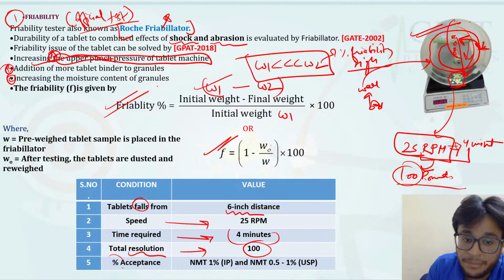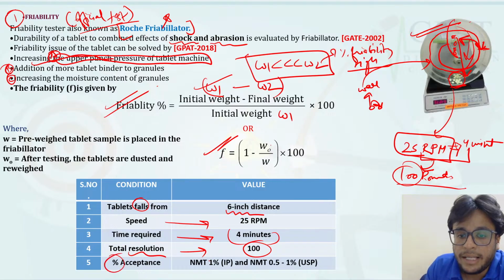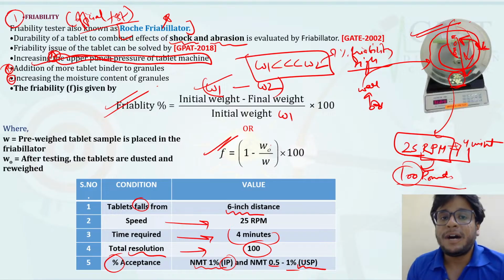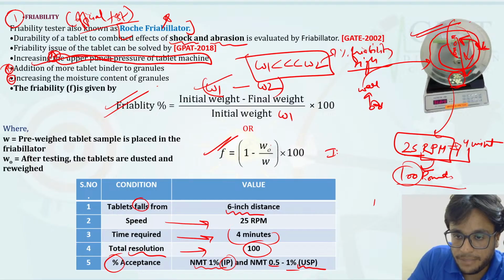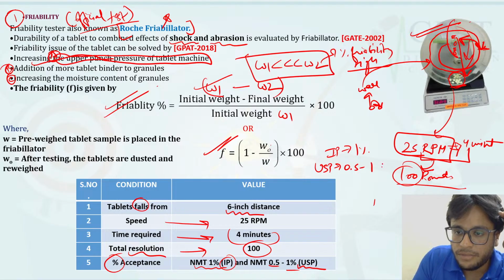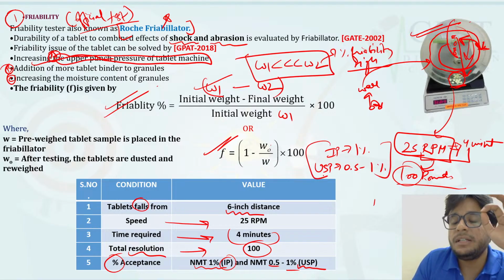For the acceptance criteria for friability, as per IP, the Indian Pharmacopoeia, not more than 1% friability is allowed. As per USP, 0.5 to 1% can be the range. If the friability is found beyond that 1%, we have to reject that tablet batch. So for IP it is 1% acceptability, and for USP it can lie between 0.5 to 1%. Even 2% is not allowed.